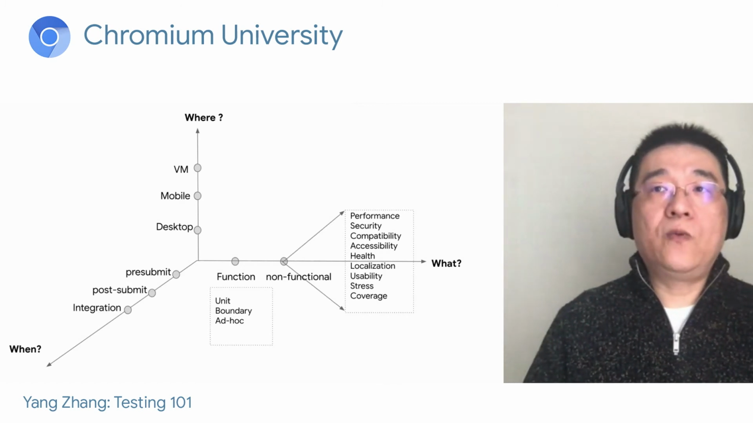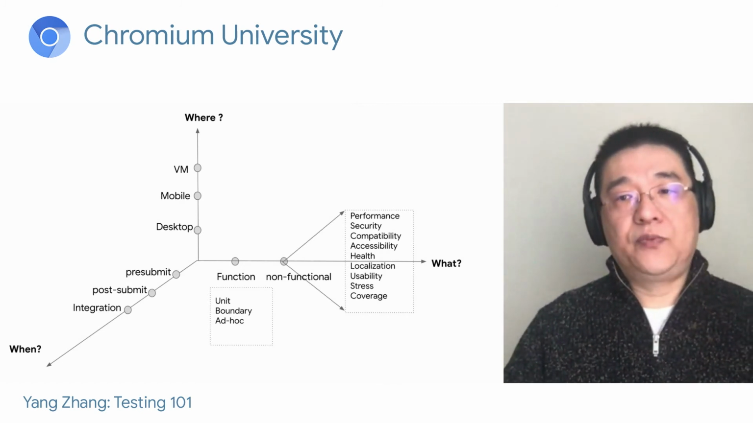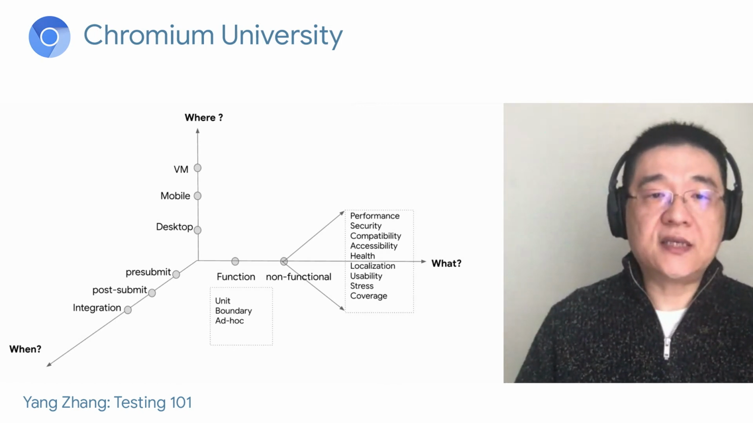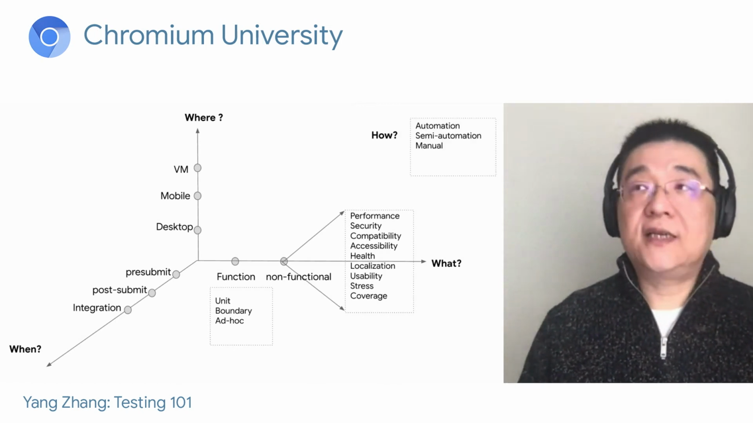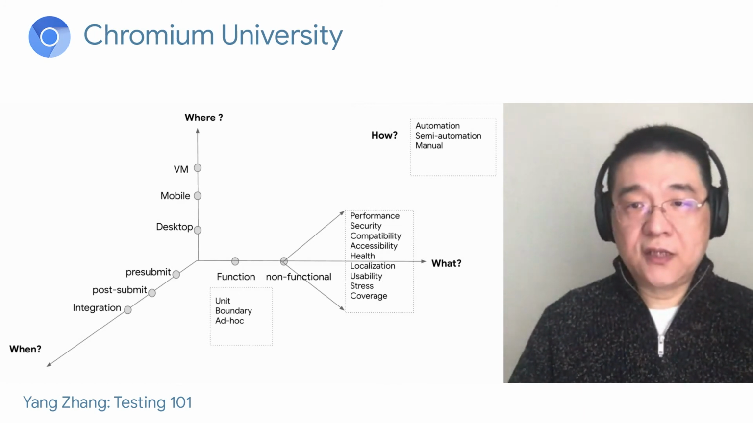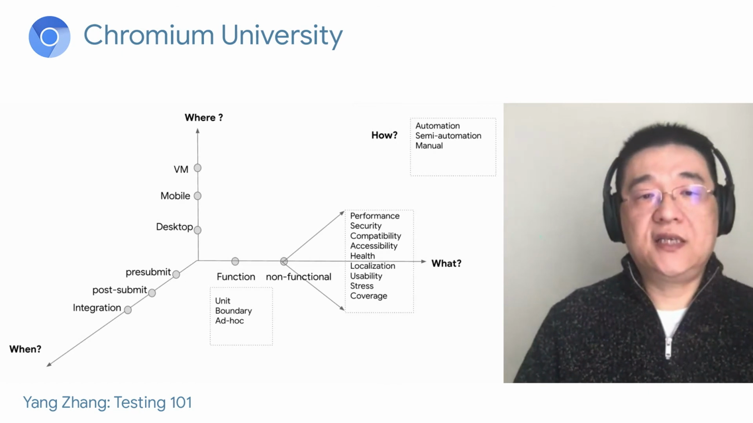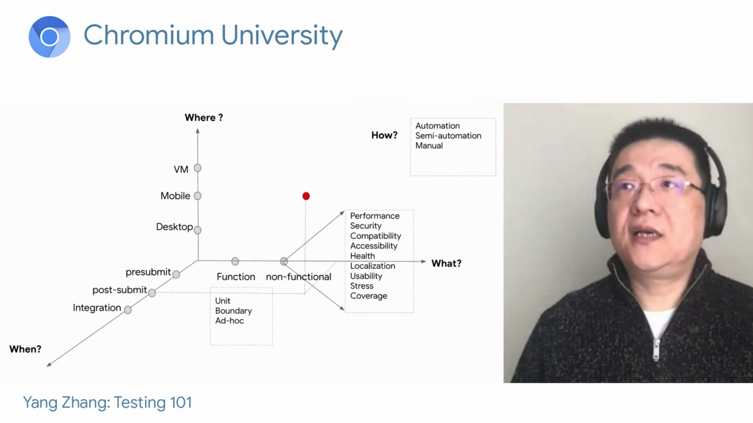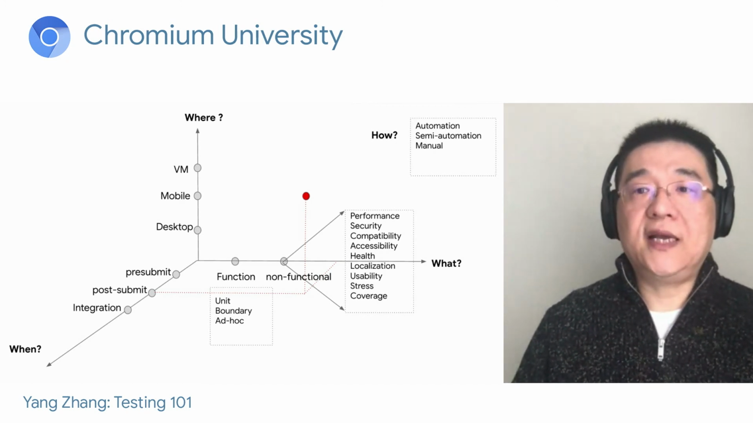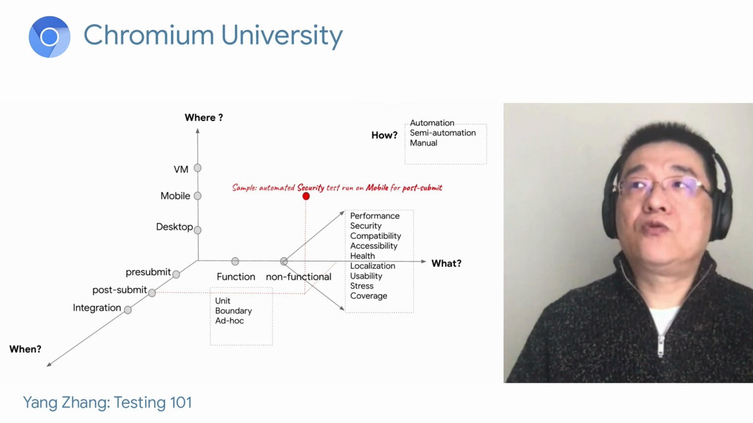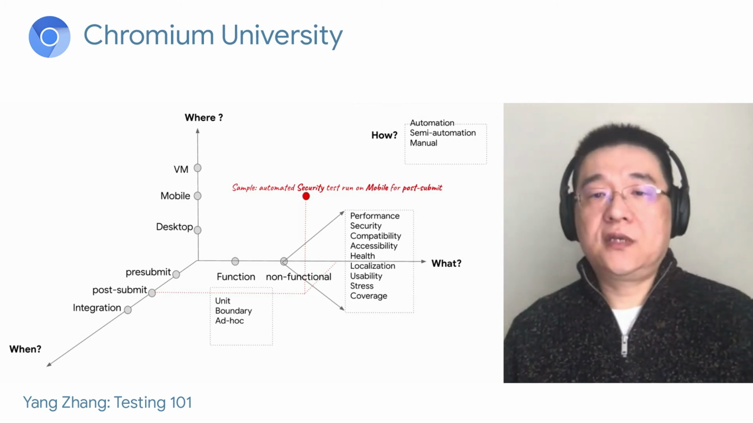Next is when you're running tests. It could be pre-submit, post-submit, and integration test. The fourth dimension is how. Is it an automated test, semi-automated test, or manual test? If I look at any single point, let's say I give a point, this point is an automated security test run on mobile for post-submit.